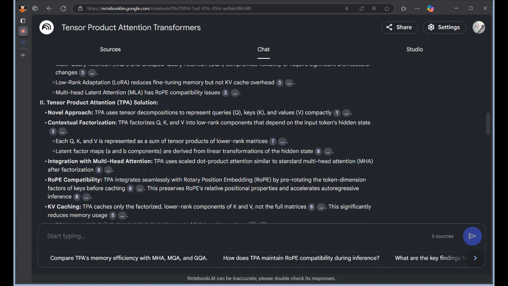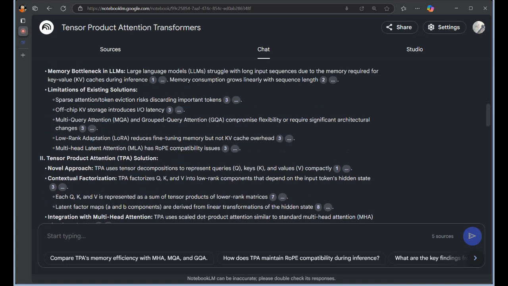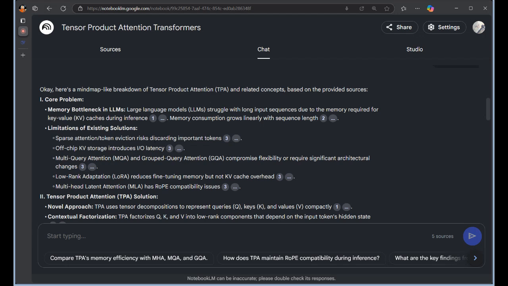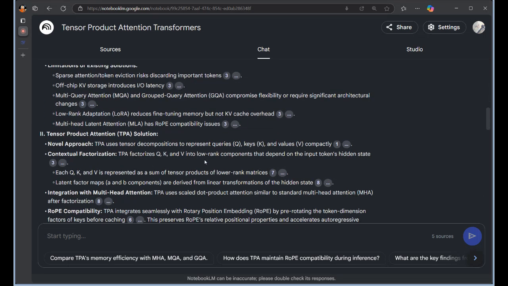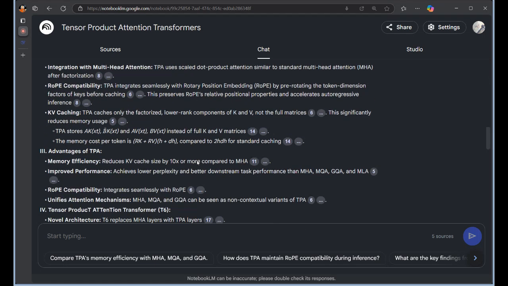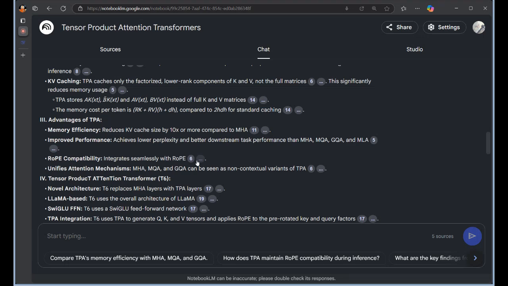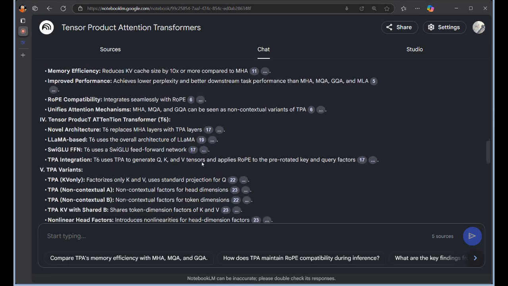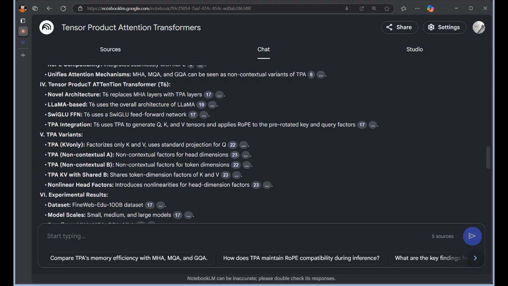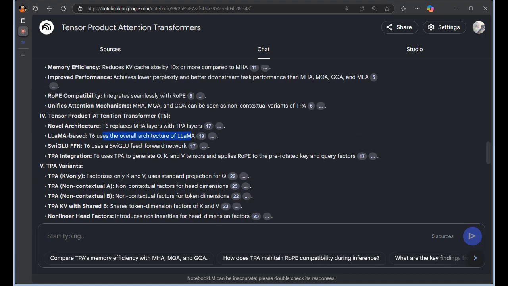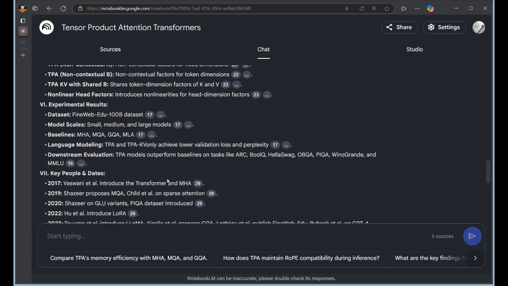Exactly. It's like discovering that different species of animals are all descended from a single evolutionary lineage. Yeah, it's a good analogy. TPA provides that framework for understanding how all these mechanisms relate to each other, and it opens up possibilities for exploring new variations and hybrids. So it's not just a new tool, it's a whole new way of thinking about attention mechanisms. That's right. That is pretty profound.